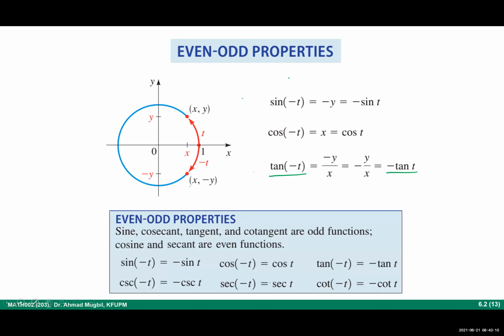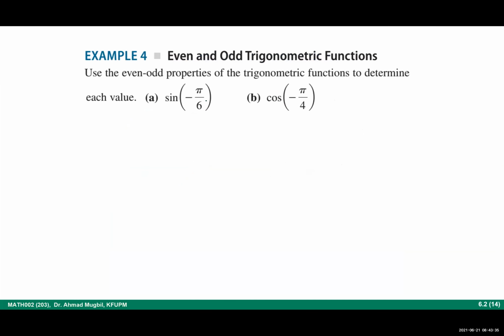What we can conclude from this, ya shabab, is that sine, cosecant, tangent, and cotangent are odd. So we have 4 functions that are odd, and only 2 functions are even: cosine and its reciprocal, secant. Cosine and secant are even, and the others are odd. This will help us now to simplify expressions like here. This will be so easy now, ya shabab. No need to think about coterminal angles and so on. Just say, is sine odd or even?